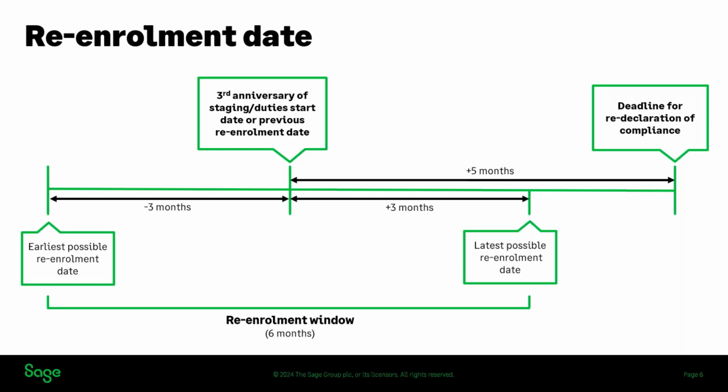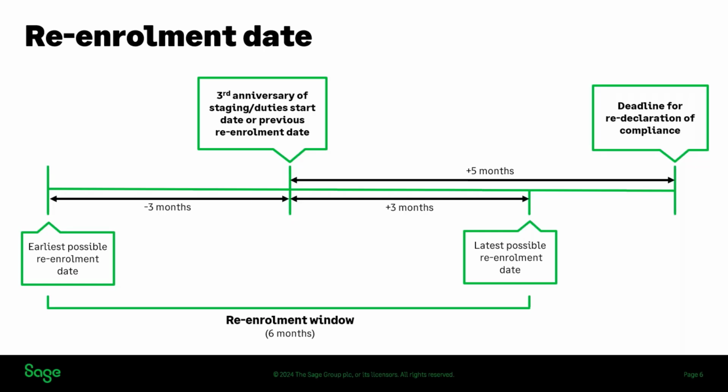Now, the re-enrolment window, so the period of time that you can choose a re-enrolment date in, starts 3 months before the 3rd anniversary of the duty start date or previous re-enrolment date, and it ends 3 months after that anniversary. So you can choose any date that suits you within that 6-month window as your re-enrolment date when you put people back into the pension scheme.